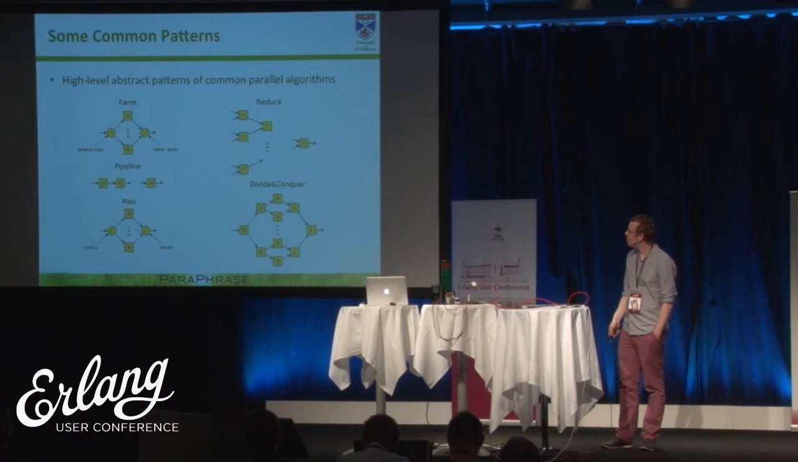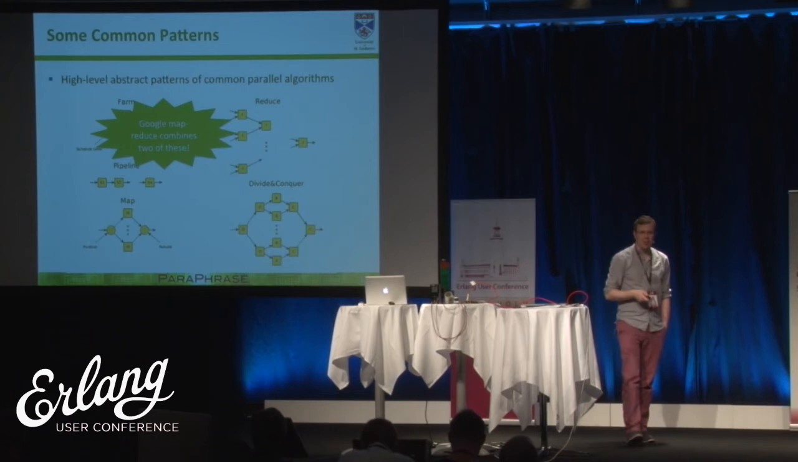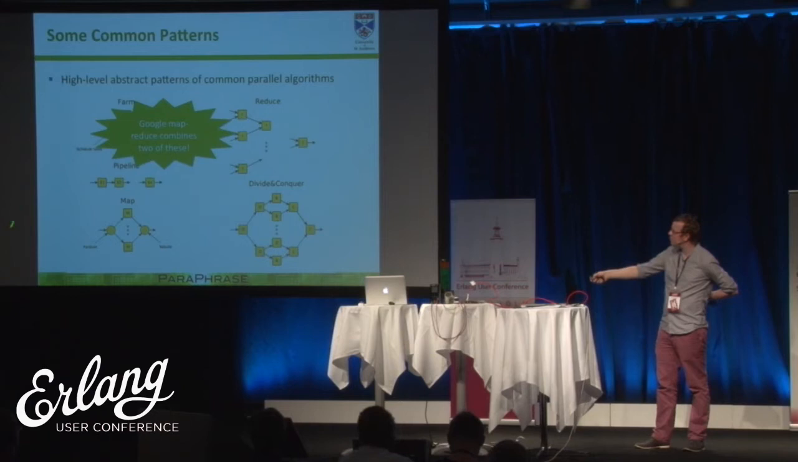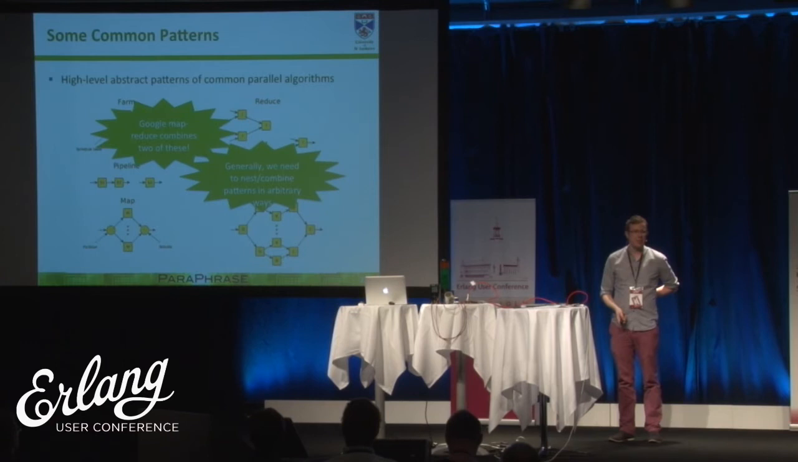So these have been around for a long time. There's nothing new about these parallel patterns. They've been around since the 80s. Google Map Reduce, I think, is probably the most common example of a parallel pattern. And that's simply just using a map combined with a reduce. There's nothing really complicated about map reduce. So generally, we need to nest, and we need to combine all of these types of patterns together to form a complete parallel system.